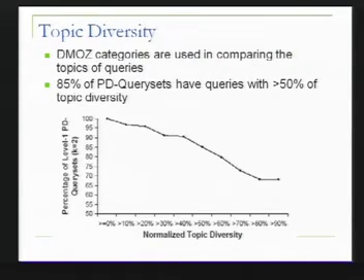The second aspect is topic diversity. When you construct this PD query set, the queries should be from different topics. Here we have three categories of web pages: computer, science, and sports. We measured the topic diversity in a PD query set constructed by the algorithm. In the x-axis we show the topic diversity, a normalized measure we get from the DMOZ categories. As it shows, around 85% of the PD query sets coming out of this algorithm have more than 50% topic diversity. That explains that different queries from different topics are put together in a single PD query set by the clustering algorithm.